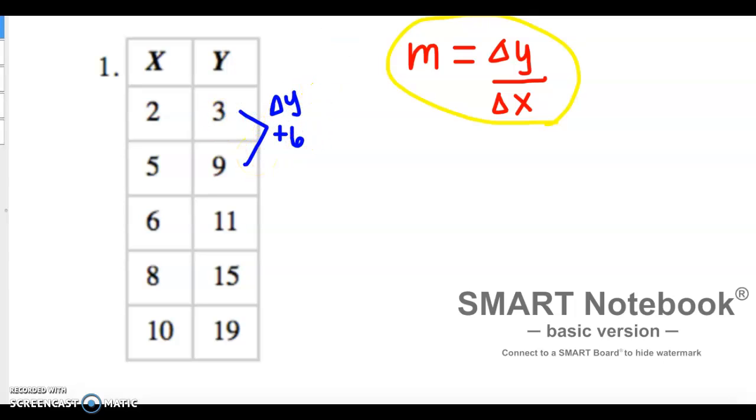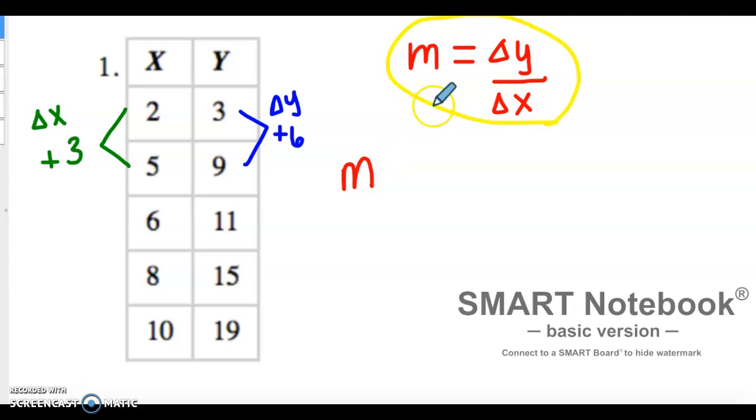Then we need to figure out our change in x. So we're going to go over here to the x column of the table. And we need to figure out, to get from one x value to the next, what do we do? So to get from 2 to 5, what do we do? And that's going to be our change in x. And here we will see that the change in x is that we add 3. So now we're going to take these two values for the change in y and the change in x and substitute them into our slope formula.